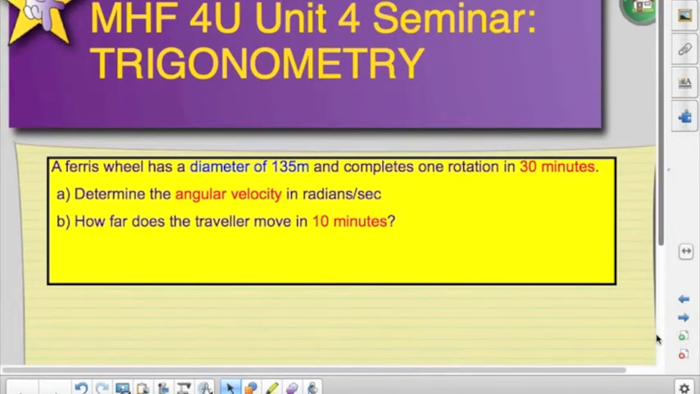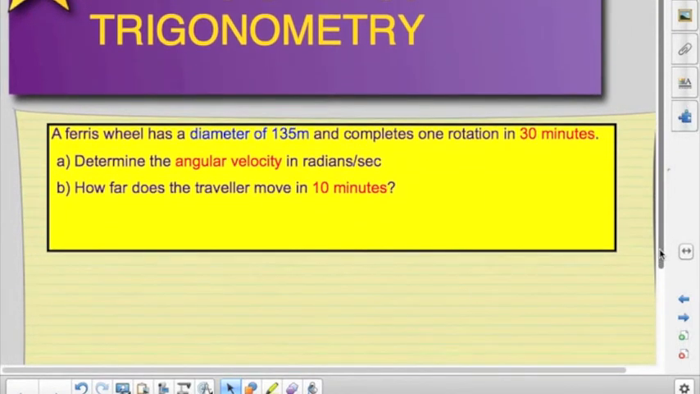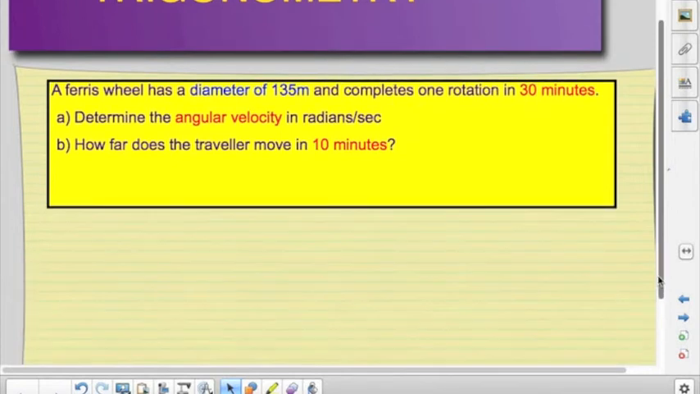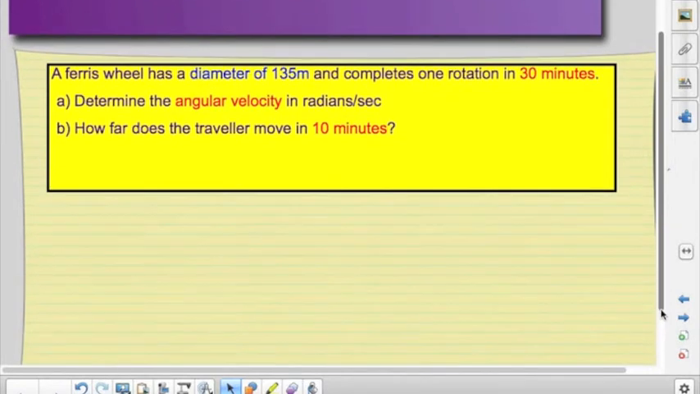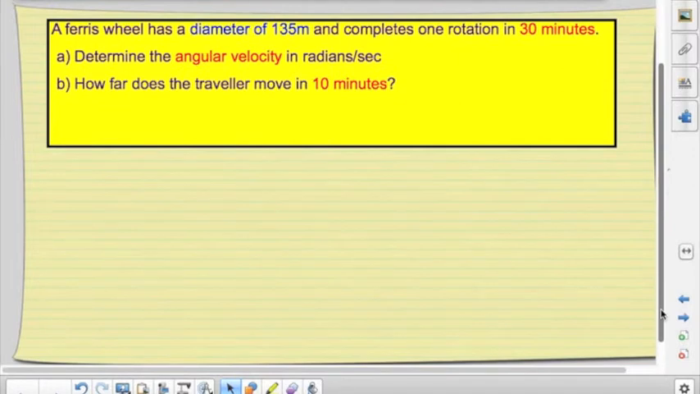So I think the most difficult part about Unit 4 are the word problems on angular velocity, because you can kind of figure out the special triangles and the related angles with lots of practice. This is what's giving people problems on the test. So let's copy down the word problems. I want to do 2 word problems with you guys. A Ferris wheel has a diameter of 135 meters and completes 1 rotation in 30 minutes. Determine the angular velocity in radians per second.